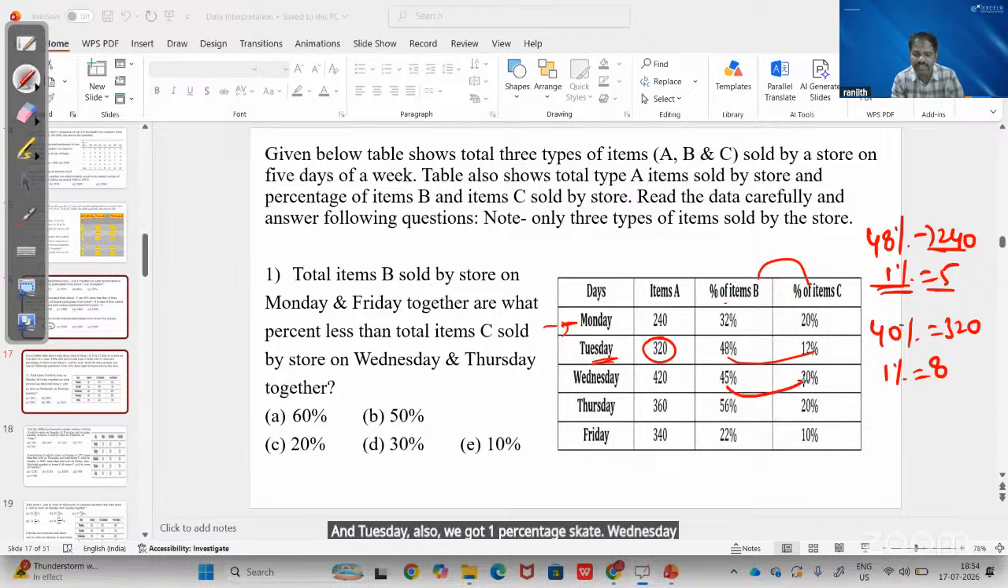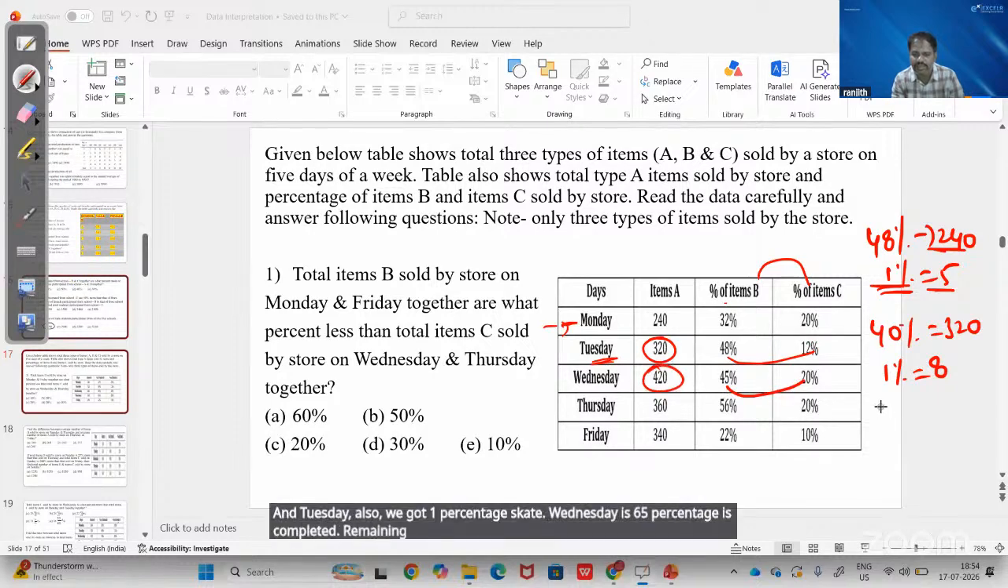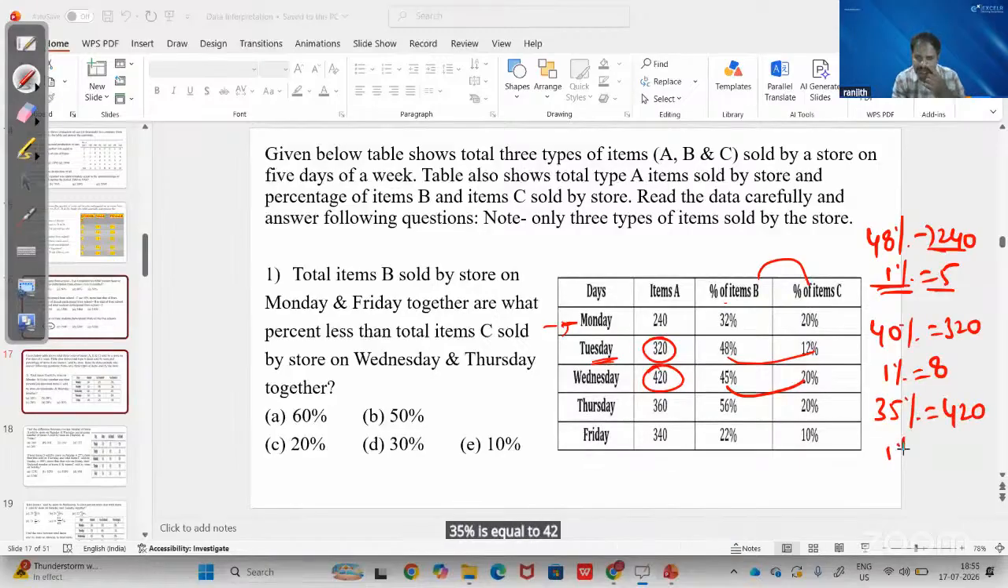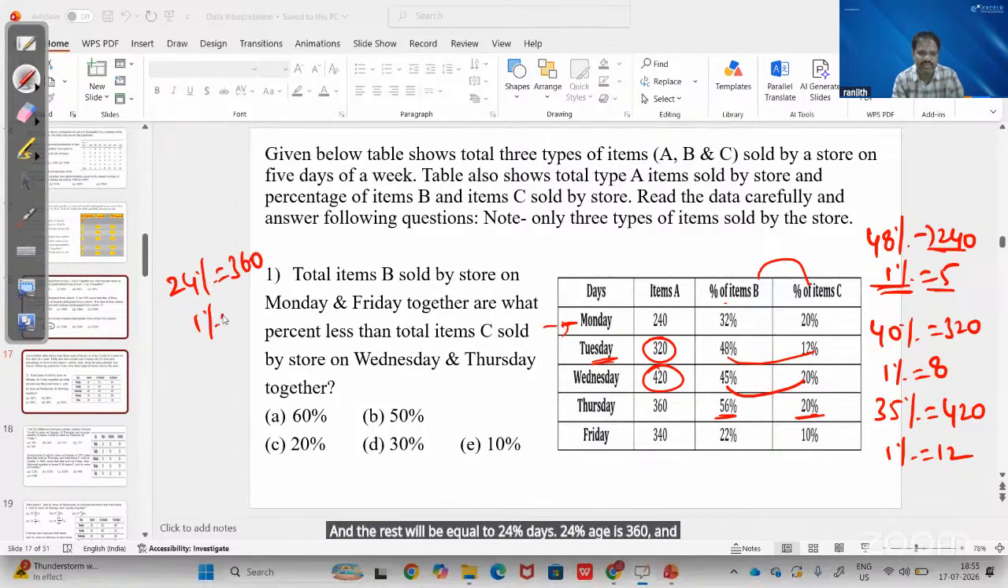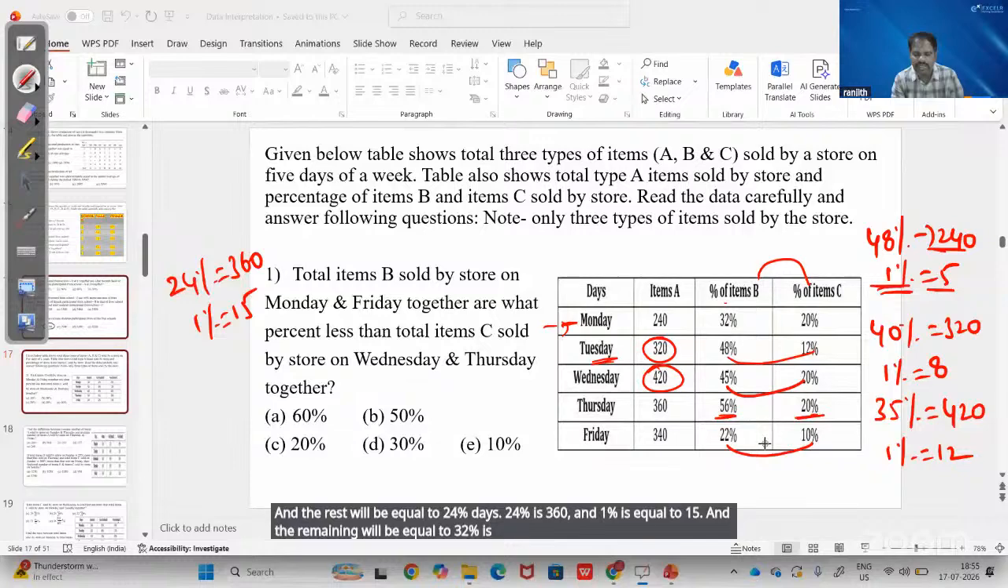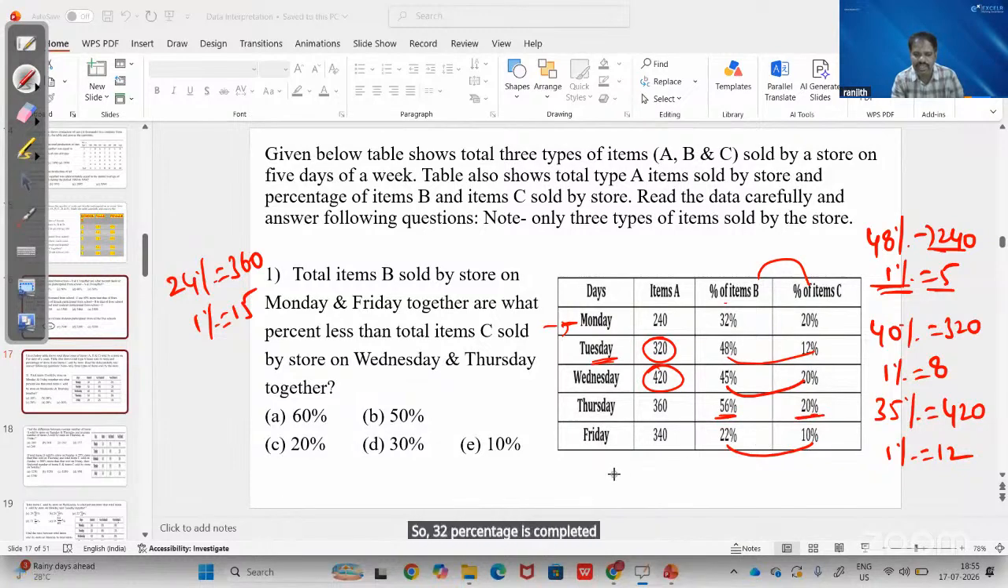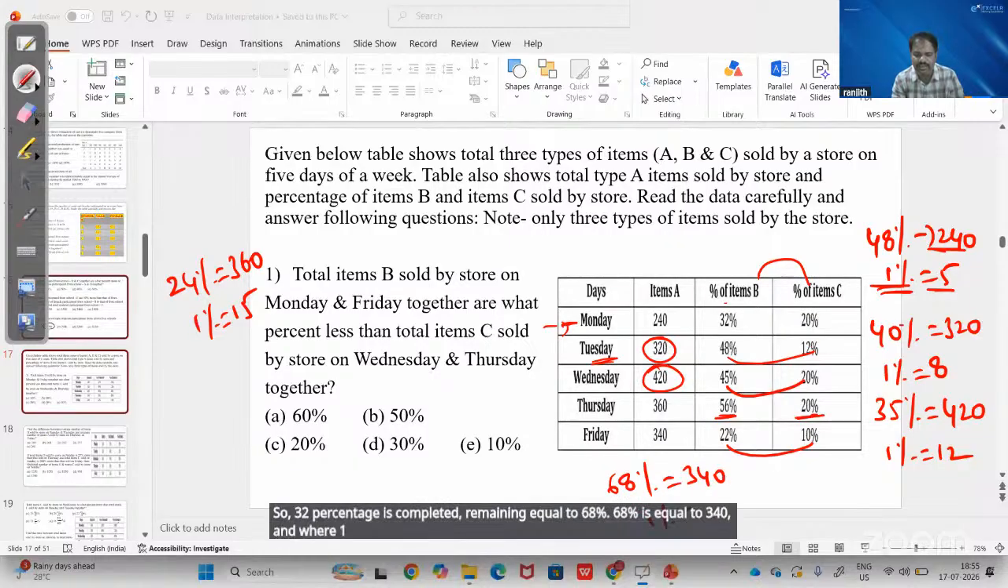Wednesday is 65% completed, the remaining is 35%, where 35% equals 420 and 1% equals 12. Next, 56 and 20 is 76%, and the rest is 24%. 24% is 360 and 1% equals 15. The next is 32% completed, the remaining is 68%. 68% equals 340, where 1% equals 5.